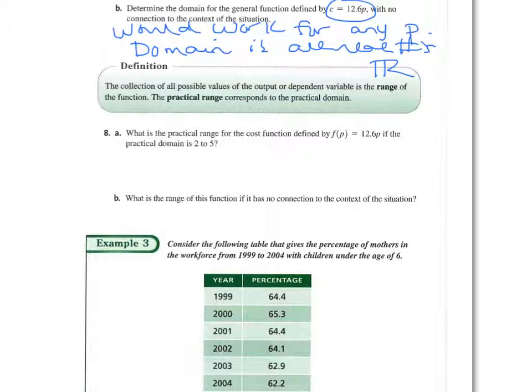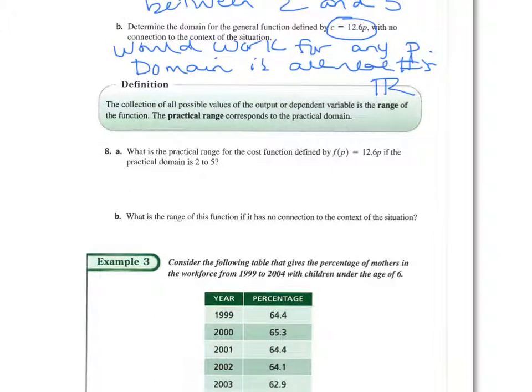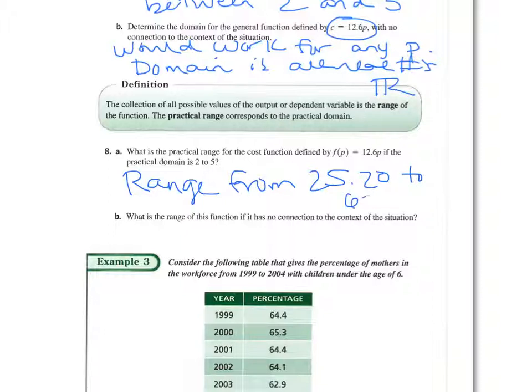If it was only 2 to 5 that we were using, that's where I got that number 2. Well, then my range is only going to be whatever it comes out when you plug in 2, which that value was 2520. And then if you plug in the 5, that was 63. So that's our practical range.